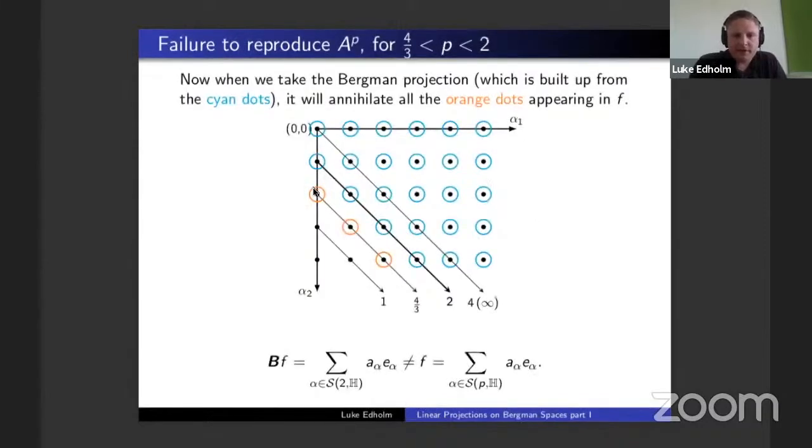Well, if we look at the picture here, the Bergman projection is built up from these cyan colored dots. An AP function for p in this range might have non-zero coefficients corresponding to these orange dots here. So when you calculate the Bergman projection of such a function, if any of these orange dots have a non-zero coefficient, then the Bergman projection is not equal to your original function that you started with.